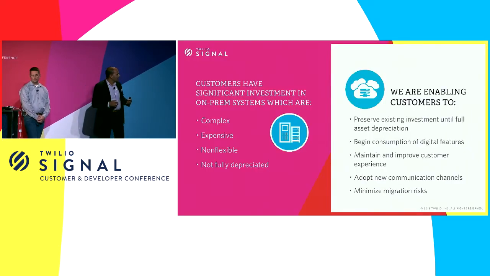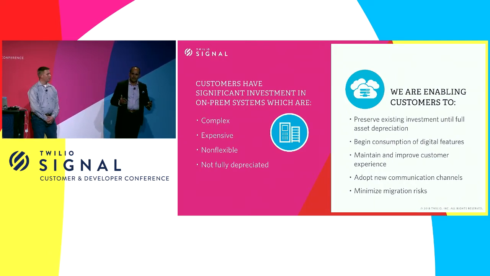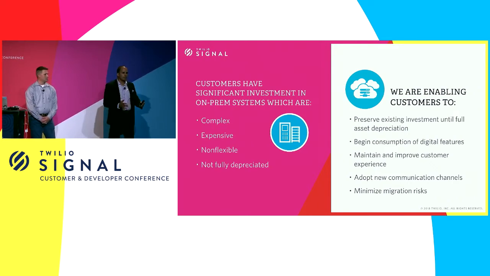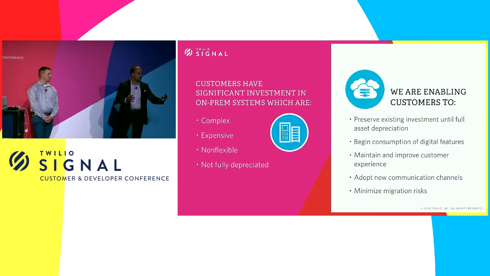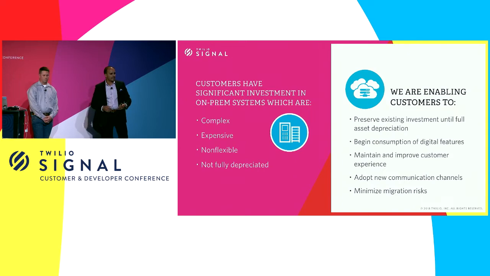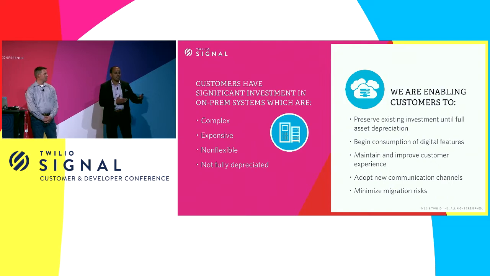So if we look into the overall architecture, the on-prem solutions are very complex. They're very expensive. They're non-flexible if we need to add additional features. But the problem is that they are not fully depreciated. You just bought a good big PBX. You bought a new ACD, and you invested $1 million. And you now need to migrate to a cloud because there's just some digital feature that your business wants to consume. It's very difficult to sell cloud migration if your PBX and your ACD is not fully depreciated.